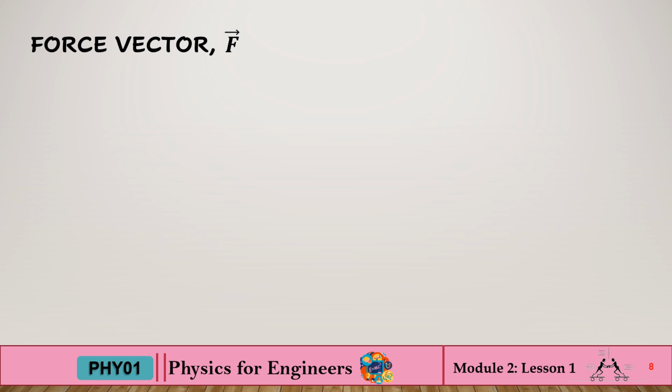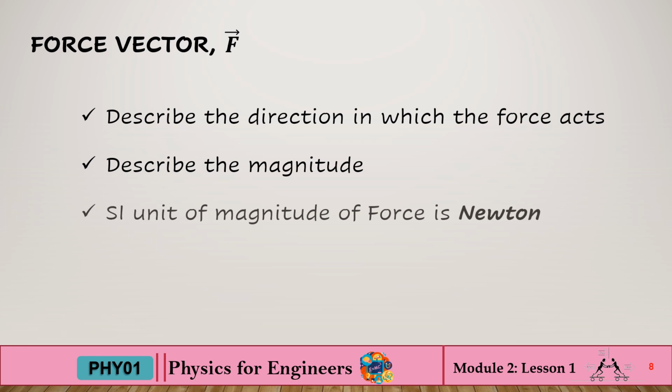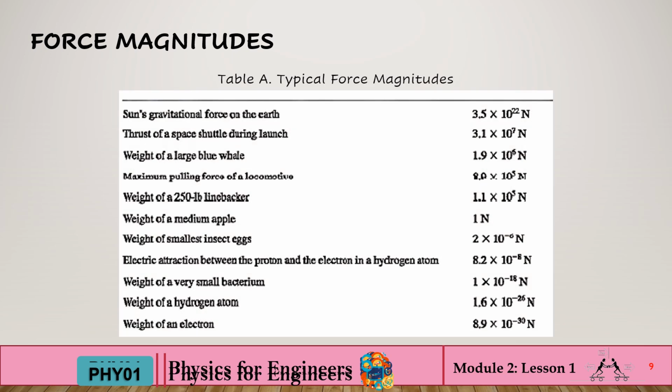To describe a force vector F, we need to describe the direction in which it acts as well as its magnitude. That is the quantity that describes how much or how hard the force pushes or pulls. The SI unit of the magnitude of force is the newton, abbreviated N. A common instrument for measuring force magnitude is the spring balance. Here's a table of typical force magnitudes of different objects.